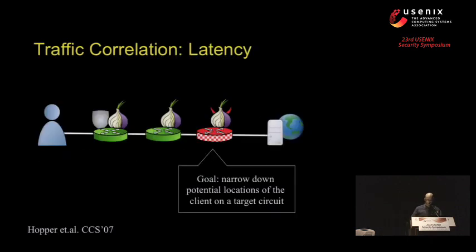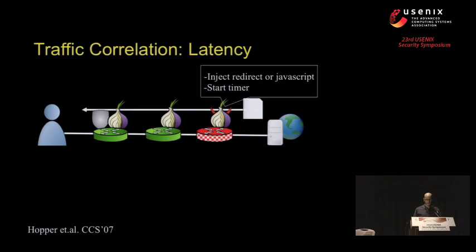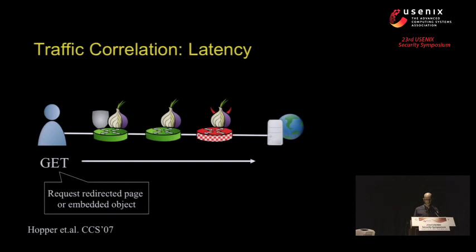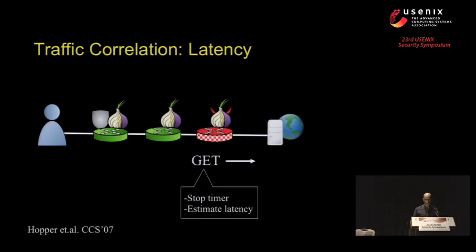So we simulated a well-known latency leak attack from CCS 2007. In this attack, the goal is to narrow down the potential locations of a client on a target circuit. The way this works is an adversary controls an exit node, and it will inject a redirect or other JavaScript that will cause the client to perform another GET request and start a timer. Once the client receives this injected redirect, it will perform another GET request. And when the adversary sees this GET request going upstream, it can stop the timer and use that to estimate latency.